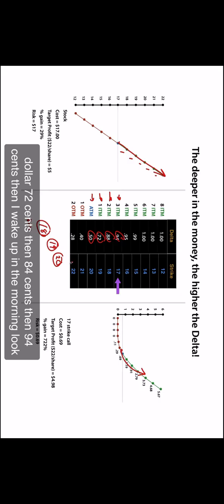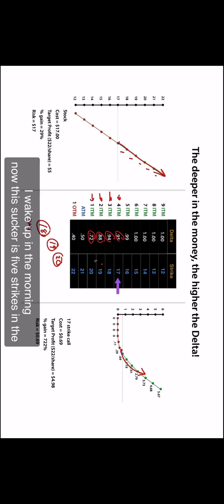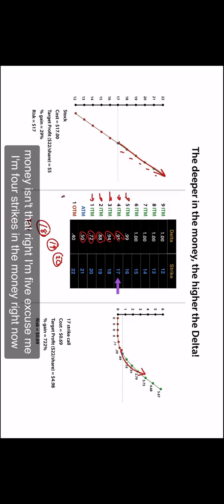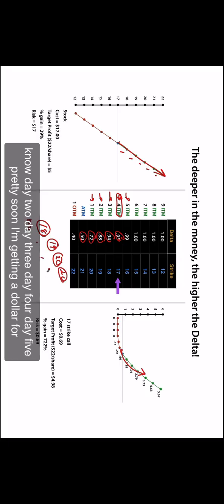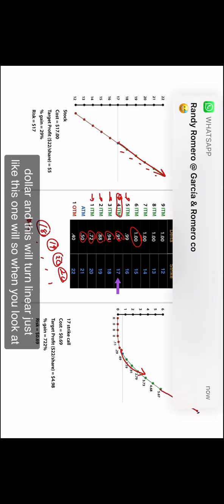I wake up in the morning. Look, I wake up in the morning. Now this sucker is 5 strikes in the money. Isn't that right? I'm 4 strikes in the money right now. My next move will be 95 cents, right? I wake up the next morning, day 2, day 3, day 4, day 5. Pretty soon I'm getting $1 per dollar, and this will turn linear just like this one will.